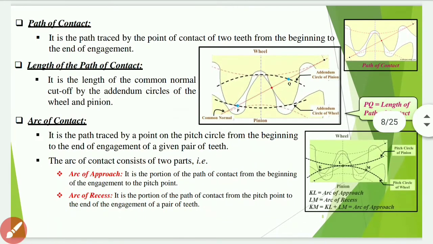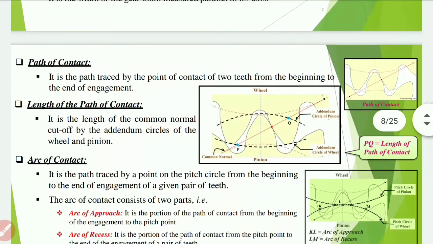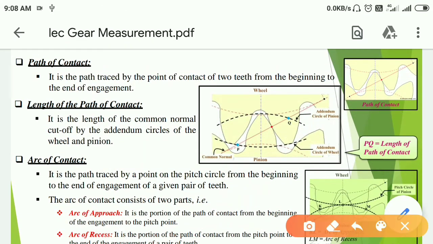Next is path of contact. It is the path traced by the point of contact of the two teeth from the beginning to the end of the engagement. Here it is path of contact. Length of the path of contact. It is the length of the common normal cut off by the addendum of the wheel and pinion, which is denoted by P and Q.